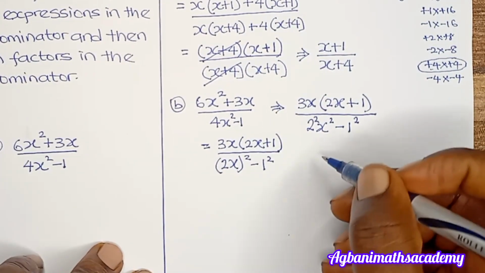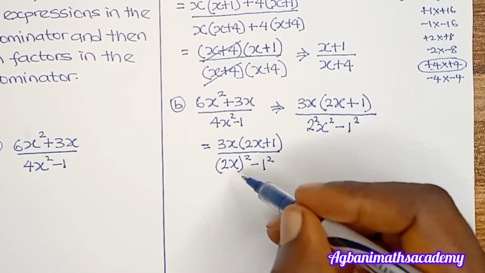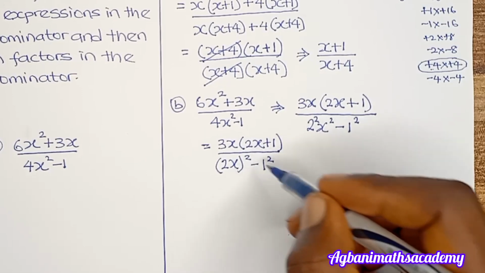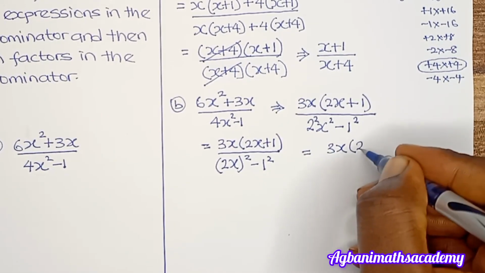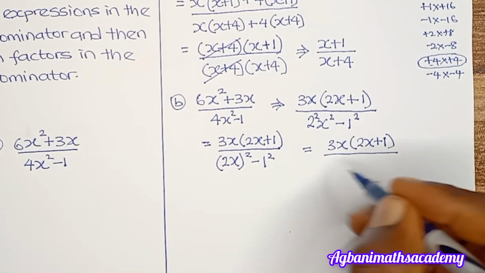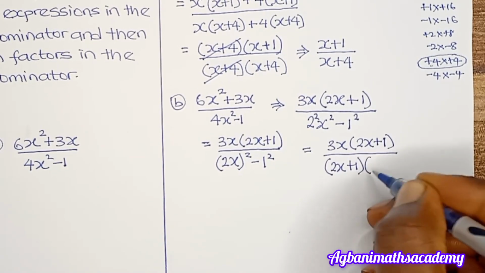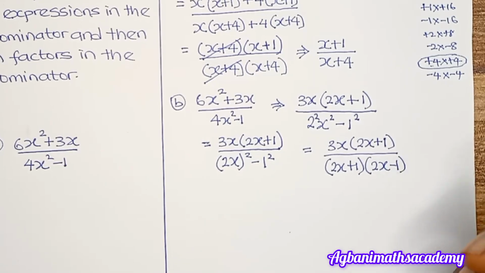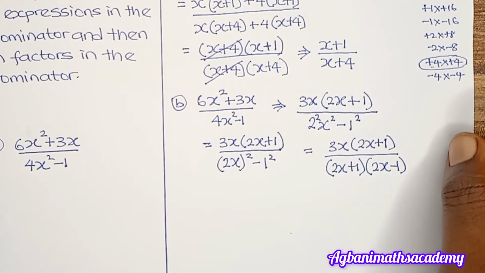Okay, those who have gone through our video on difference of two square will understand what we have done. So next, we apply difference of two squares here because this is a square, this is a square. So this will give us 3x parentheses 2x plus 1 all over 2x plus 1 parentheses 2x minus 1. So I encourage you to go back. If this is the first video you are stumbling on, just go back to our series and watch from the first video. It's going to help you in algebra. It makes everything very simple.